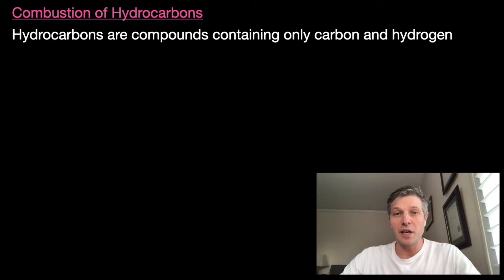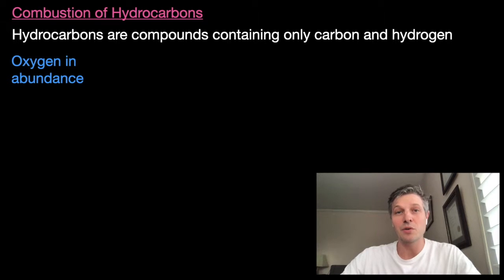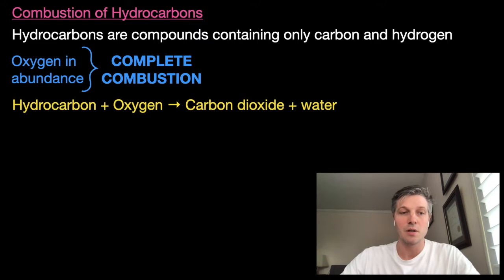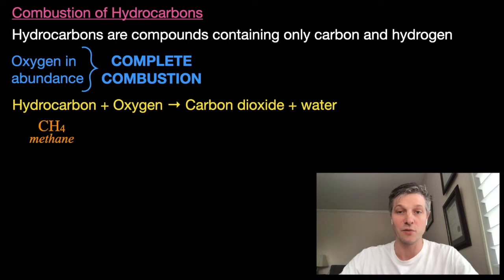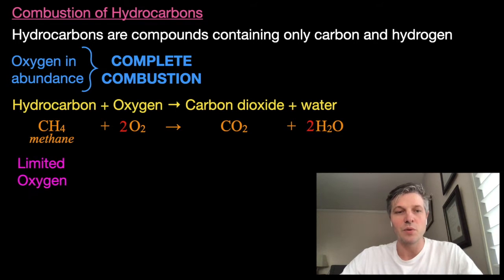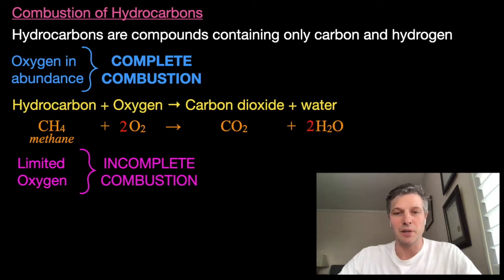When we have oxygen in abundance, we get what's called complete combustion. Complete combustion has the general formula of hydrocarbon plus oxygen gives us carbon dioxide and water. An example of this would be methane, which has the formula CH4. CH4 plus O2 gives us CO2 and H2O. Obviously this needs to be balanced, so we put a couple of 2s in here, nice and balanced.